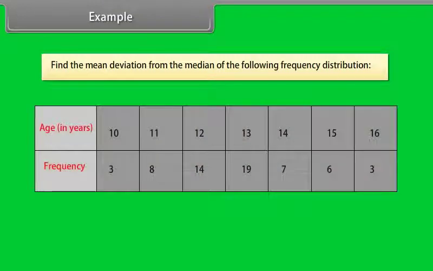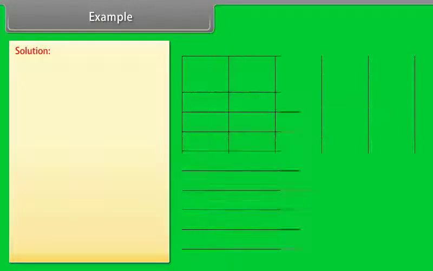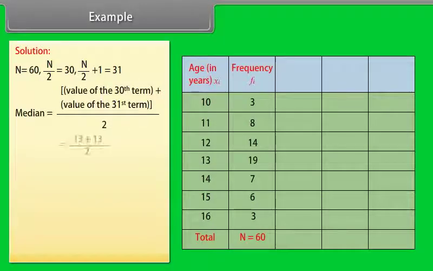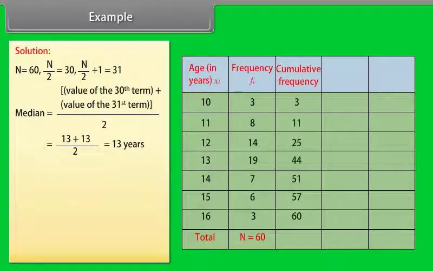Let's have an example. Example: find the mean deviation from the median of the following frequency distribution. Solution. In the first two columns, we write the given data for better understanding. The sum of frequency fi is found to be 60. Then we find the median of the given distribution, which is found to be 13 years.